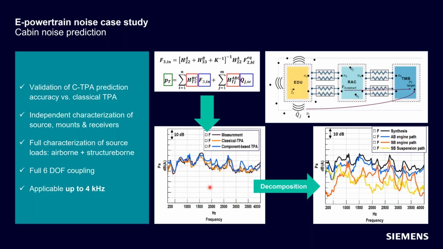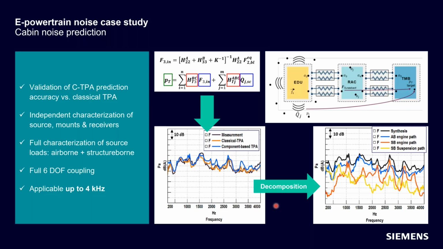So for some operating condition of the EDU, you see in black the measured cabin noise of the physical vehicle. And then in blue, we have the component-based TPA prediction results, which matches very closely. And in orange, classical TPA, which was basically used as the benchmark for decomposing the assembly. But also component-based TPA is based on a TPA model.